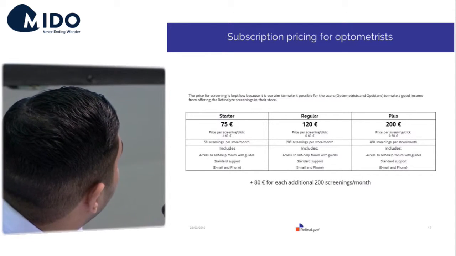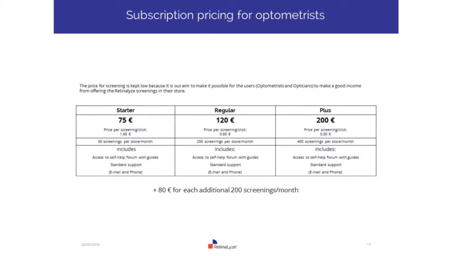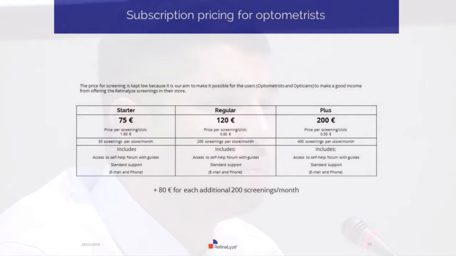So let's say you do 200 screenings a month. You pay 120 euro as a fixed price, and you pay 0.60 per screening, meaning that the cost of each screening in that 200 euros is 0.60 euro. You get access to a help forum, you get access to guides, and we will also give you the necessary training to assess a retinal image and to take the images of the customer, and also to explain to the customer the results and what they've been screened for.